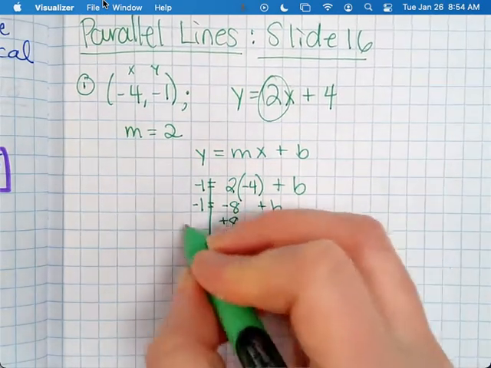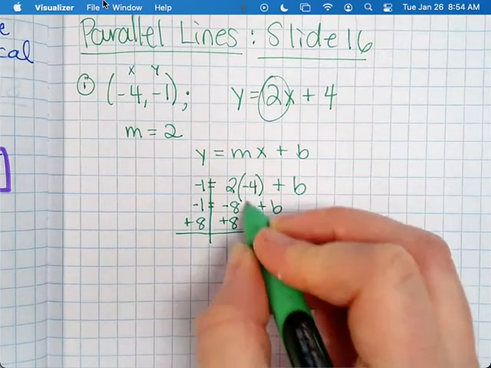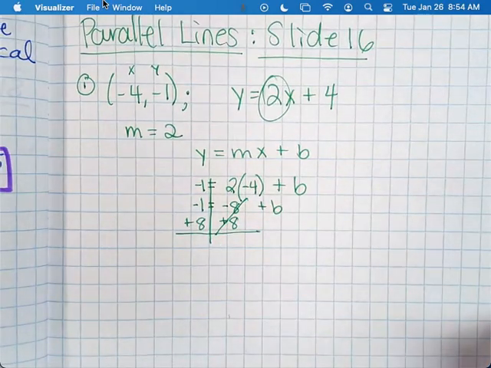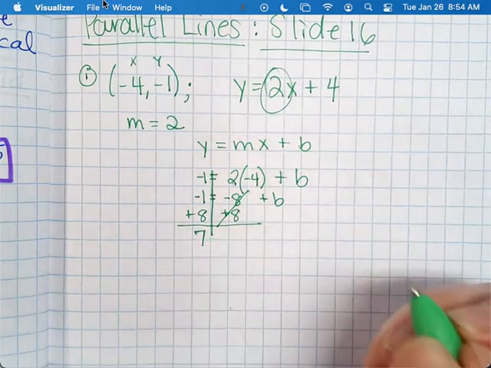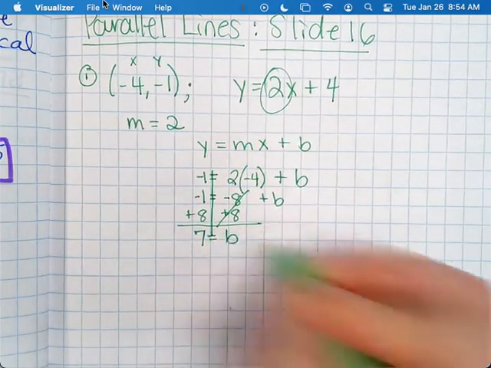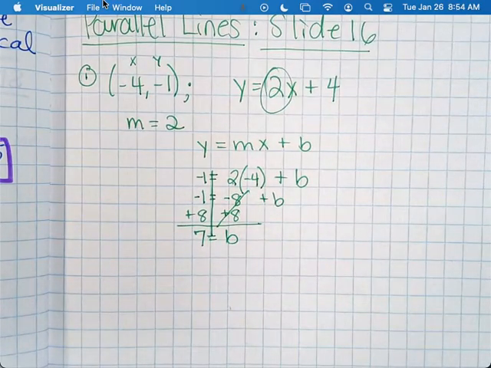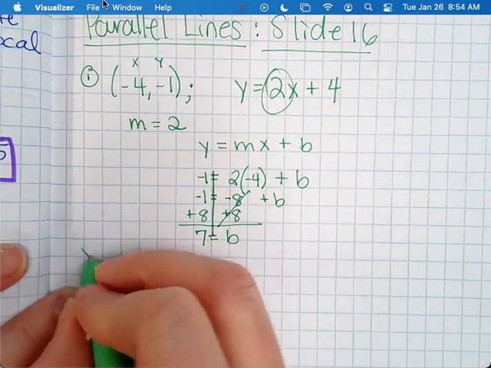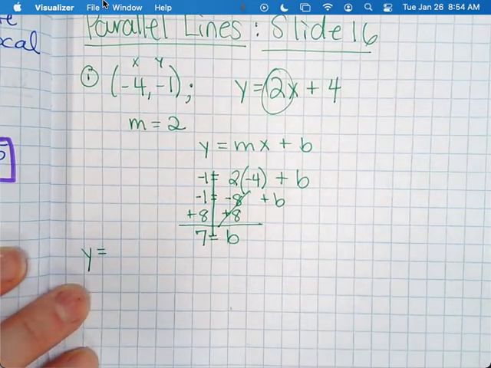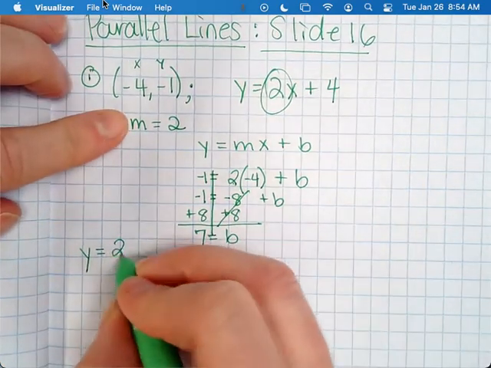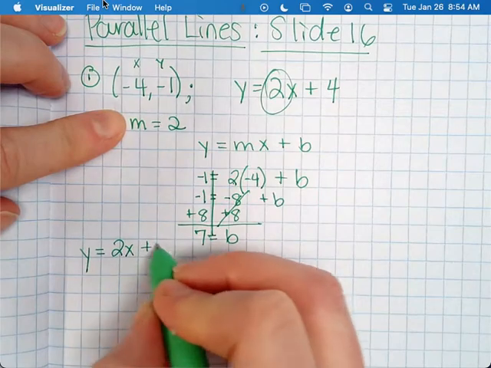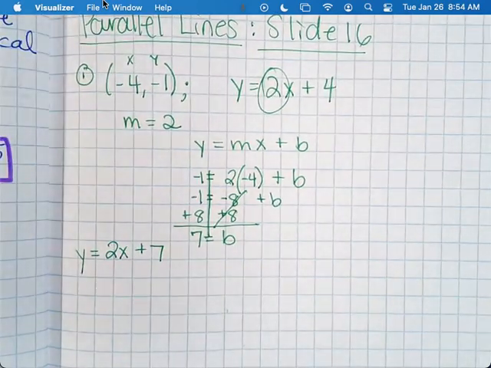Add 8 to both sides. -1 plus 8 is positive 7. So now we can write the parallel line. y equals mx plus b. Our m is the same as our original, so it's 2x plus 7. Now we need to check our work in our calculator.